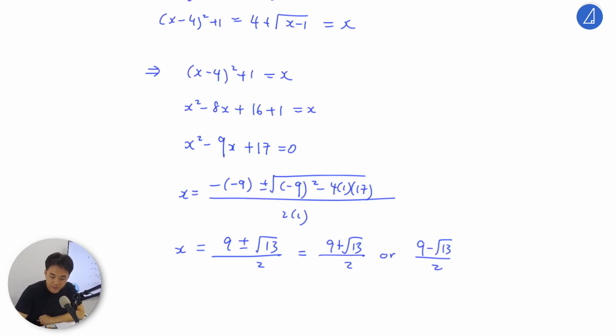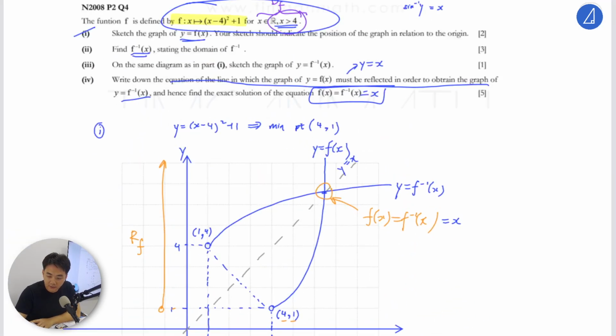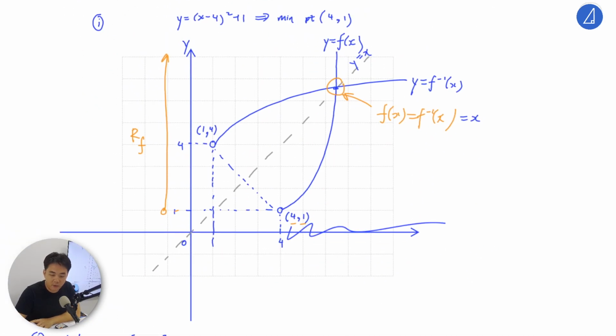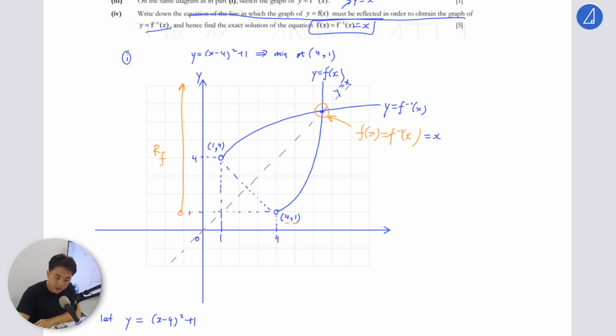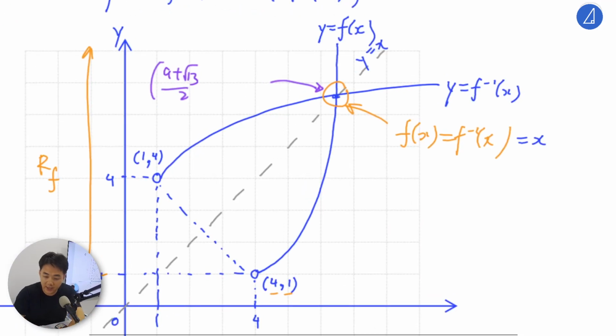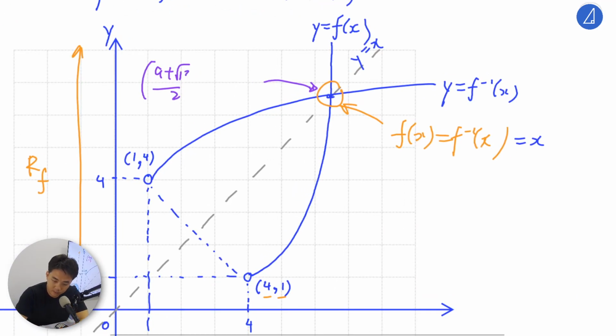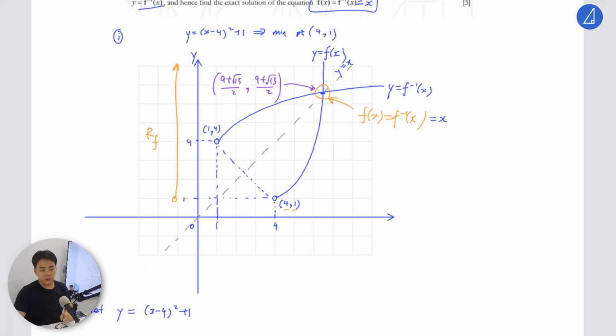You reject this one, as x is bigger than 4. Okay, definitely bigger than 4 because you look at the graph, the x here is all bigger than 4. Okay, so this point here, we solve already, right? This will definitely be 9 plus root 13 over 2. Because it's y equals to x, comma 9 plus root 13 over 2. Okay, so this will equal to this.